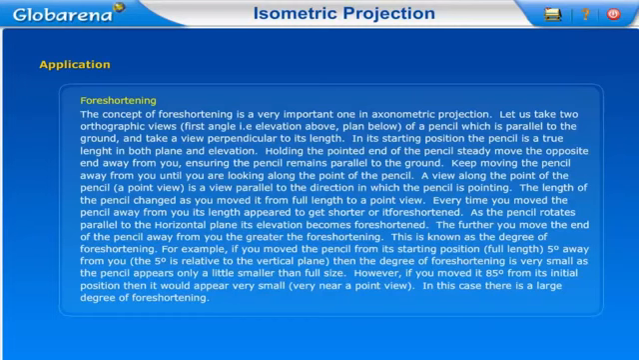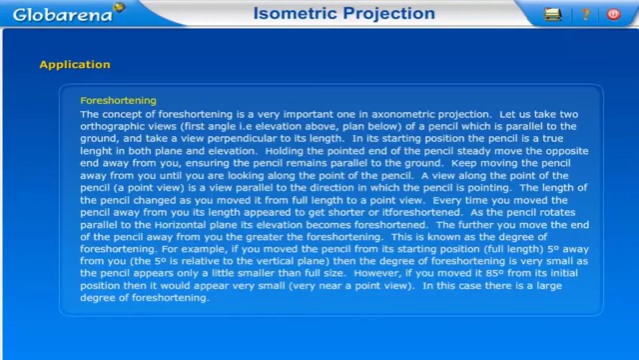The length of the pencil changed as you moved it from full length to a point view. Every time you moved the pencil away from you, its length appeared to get shorter, or it foreshortened. As the pencil rotates parallel to the horizontal plane, its elevation becomes foreshortened. The further you move the end of the pencil away from you, the greater the foreshortening. This is known as the degree of foreshortening.